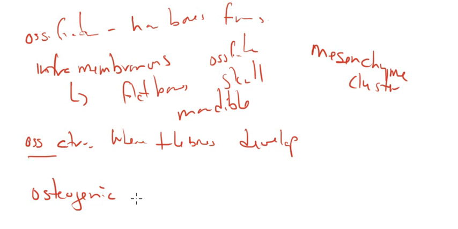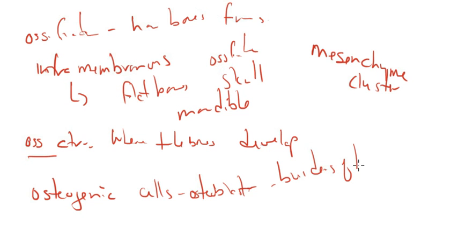So they go from osteogenic cells to osteoblasts, O-S-T-E-O-blast. And you know that blasts are the builders of the bone. So you go from the osteogenic cells to the osteoblasts, and these osteoblasts are what secrete the extracellular matrix of the bone.